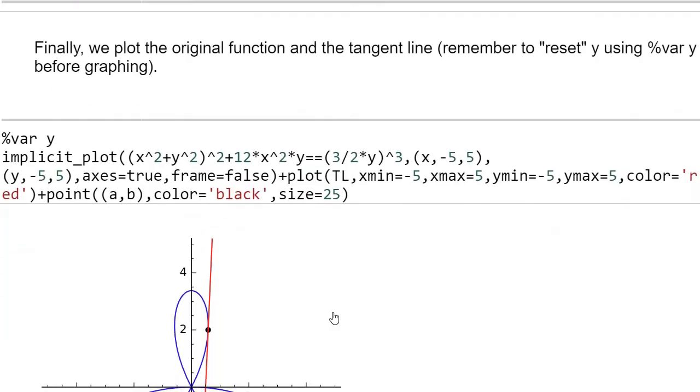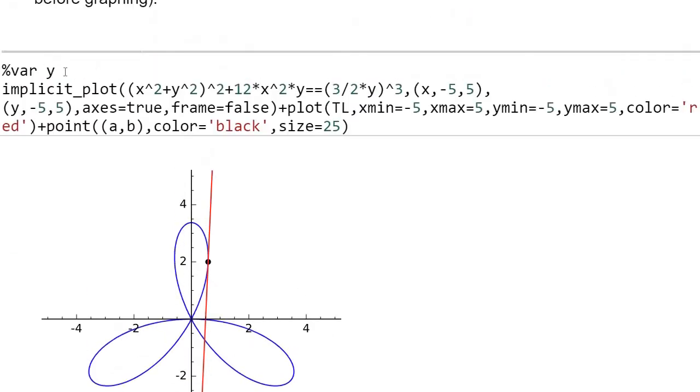Now we're ready to graph. So remember to reset the y variable, %var y, implicit plot, and then type in your formula. You did it up in the derivative, so you can copy and paste it. You don't have to type the whole thing again. And the rest of it you can just leave. I've kind of already built everything in.